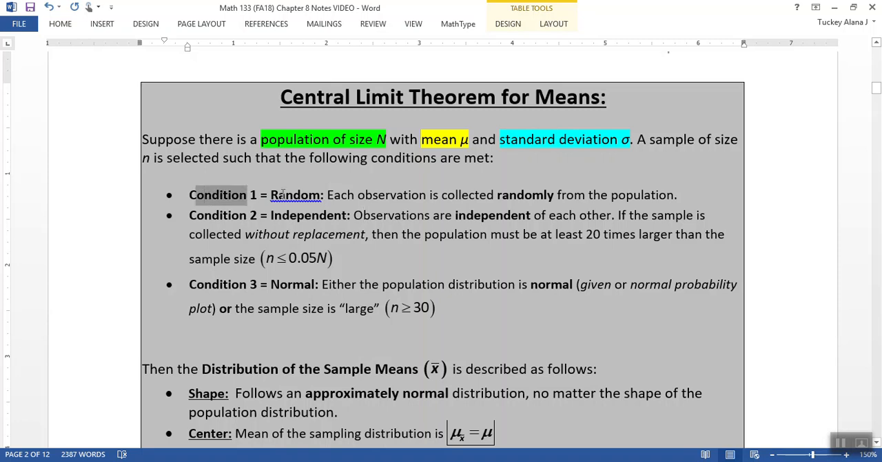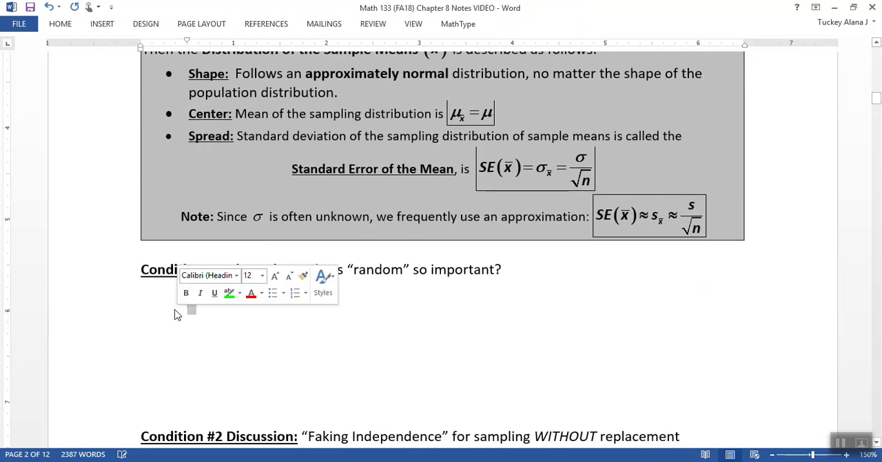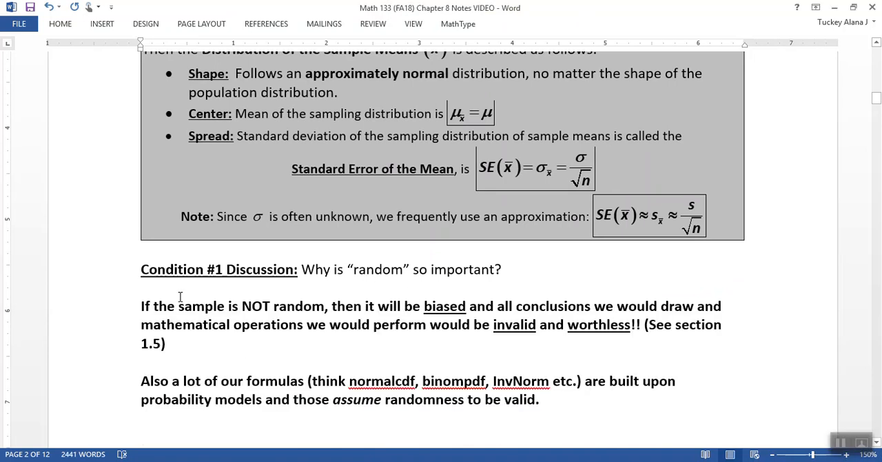Condition 1: random. Everything has to be random, otherwise the rules of probability do not apply. Not random would mean it's biased. So why is random so important? The sample has to be random in order to protect against bias. If the sample is not random, then it will be biased, and all the conclusions we would draw and any mathematical operations we would perform would be invalid and worthless.